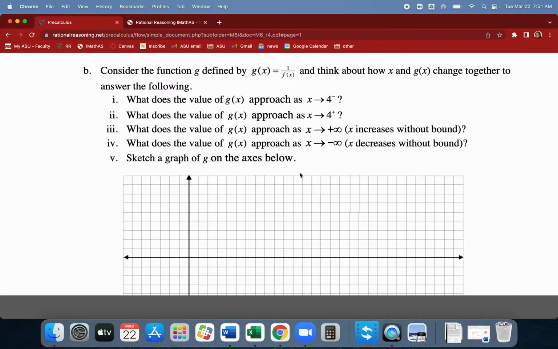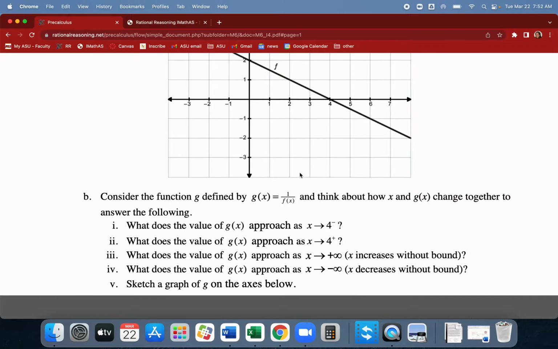I'm going to put this projector here just to show that original f of x again. But our task right now is to answer those questions.